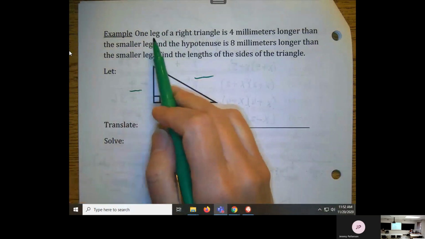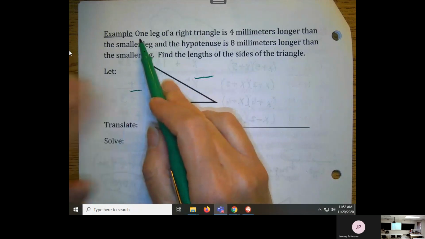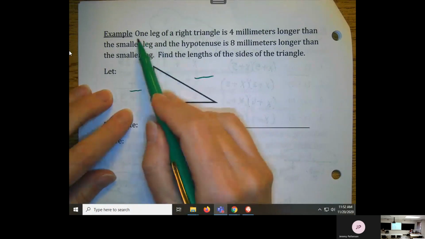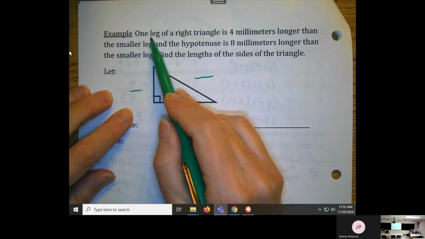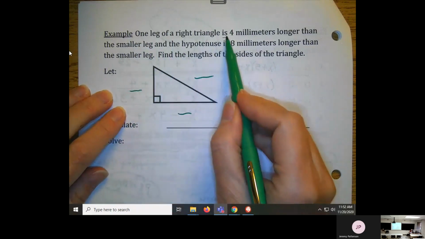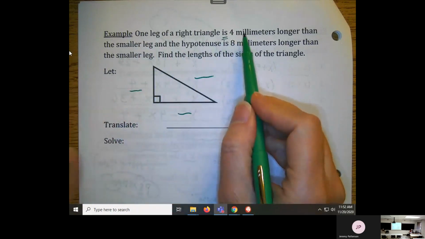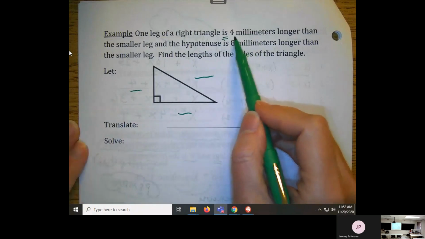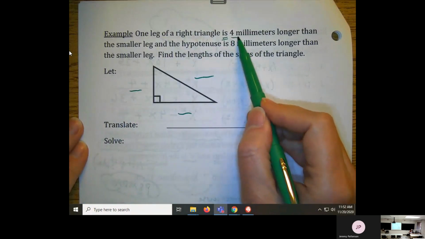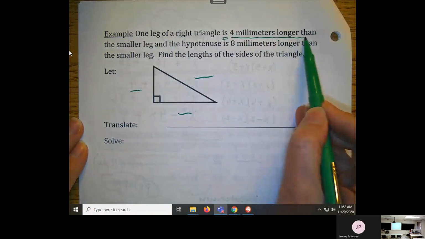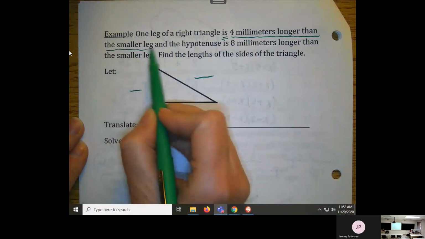So oftentimes they're the same kind of format. Like it'll first say what it's getting ready to describe, like it's getting ready to describe one of the legs of the triangle. When I see the word "is," I know I can start translating. One of the legs is... So I want to think about translating 4 millimeters longer than the smaller leg.